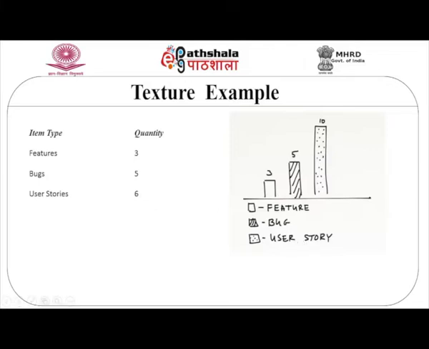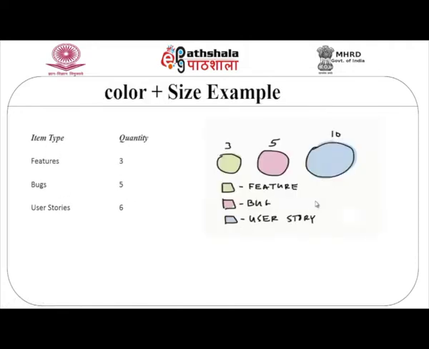So this is an example for a texture. Here we have 3 different items with different quantity: features of quantity 3, bugs of quantity 5, and the user stories of quantity 6, which can be represented simply as a bar using different texture. So in the feature we don't apply it as just the hollow space, whereas in the bugs we have slanting lines, and in the case of user story the pattern is just dotted patterns. This is an example for texture.